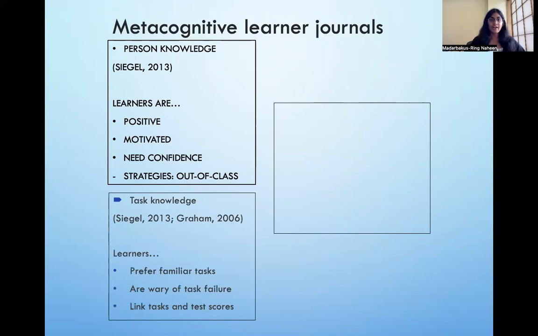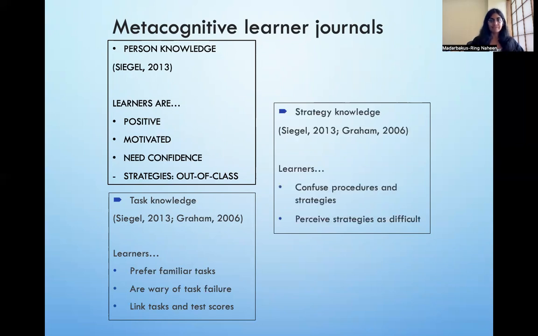In task knowledge, Seagal in the same paper, and also Graham in 2006, tried to investigate tasks and what listening tasks students used and how they felt about them. The learners reported that they preferred familiar tasks, so ones that they knew week in and week out, and that they were wary of task failure because they thought that there was a direct link between the task and their test scores. So therefore, not being able to perform solidly in a class meant that perhaps they weren't able to perform solidly in an end-of-course test.